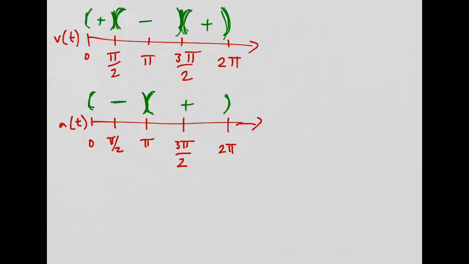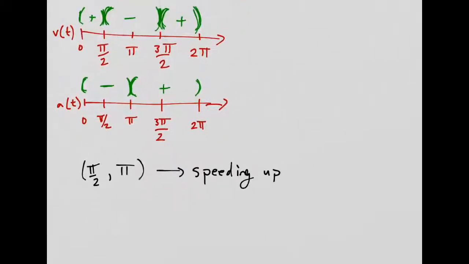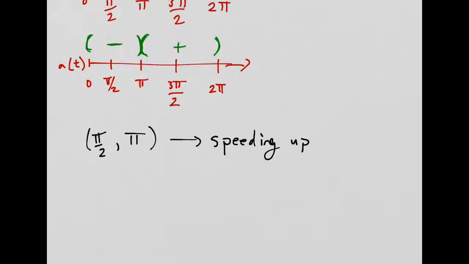So from pi over 2 all the way until pi, we are slowing down. Sorry, no. Negative times a negative is a positive. We're speeding up. Okay, cool. From this interval, that's a negative here and a positive there, so that's not what I want. That's slowing down. And then I have positive and positive. So there, also, from 3 pi over 2 to 2 pi.